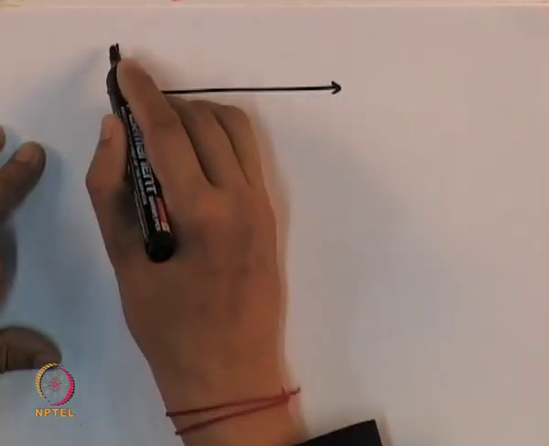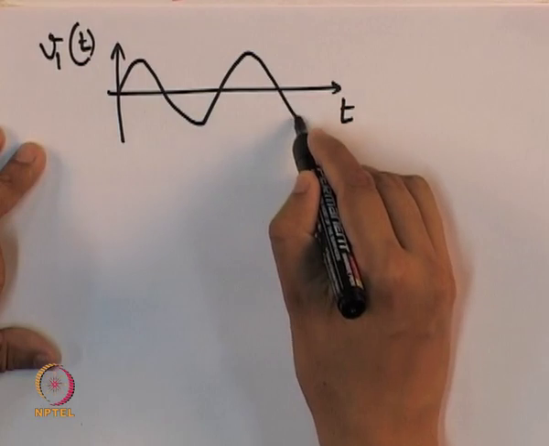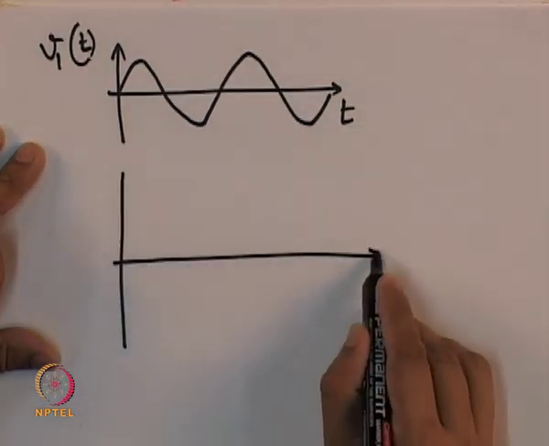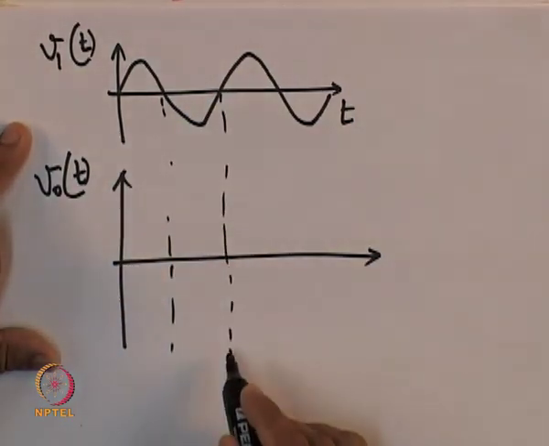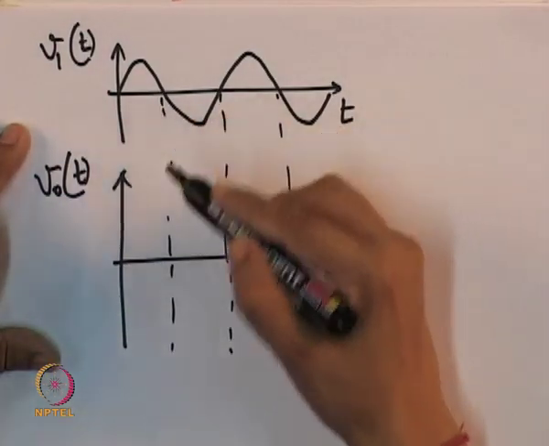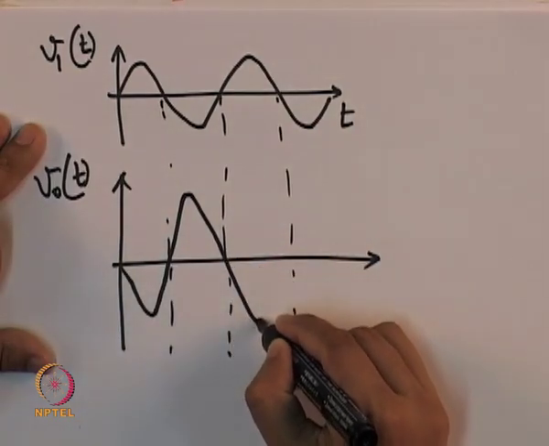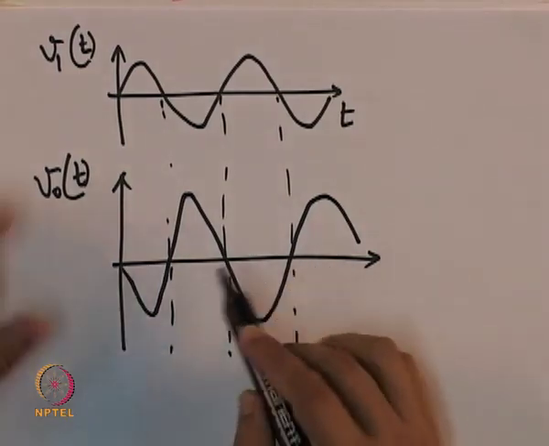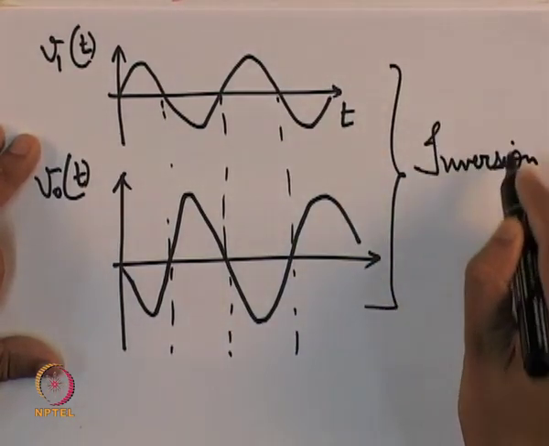So if suppose our V1 is a sinusoidal signal, then it will look something like this. We plot the input, that is V1, as a function of time like this, then the output, which is usually amplified, will be the inverse of this. So, where it is positive, it will become negative, and where it is negative, it will become positive, and so on. So, because of this inversion or this 180 degree phase shift, we call the amplifier an inverting amplifier.